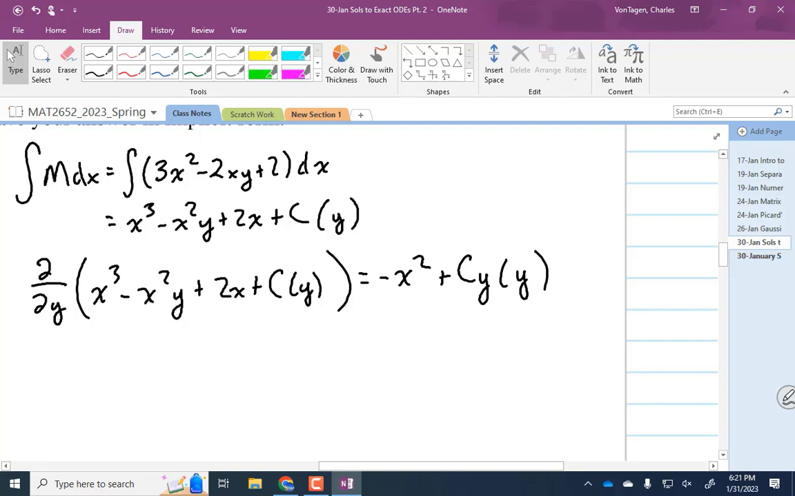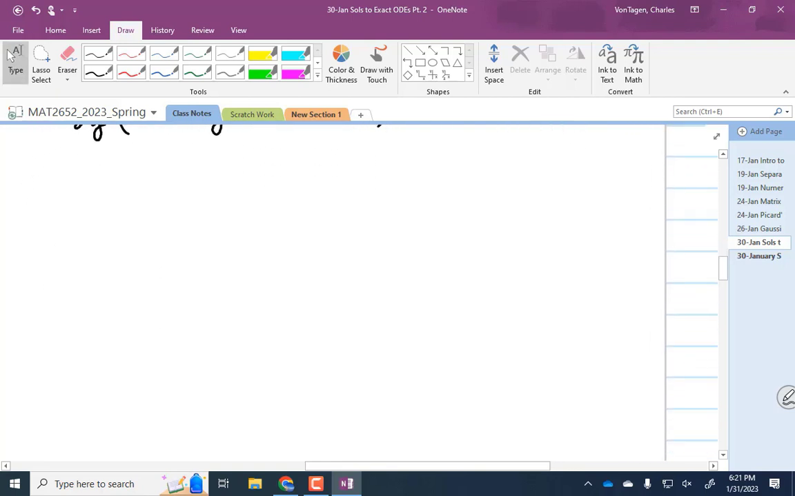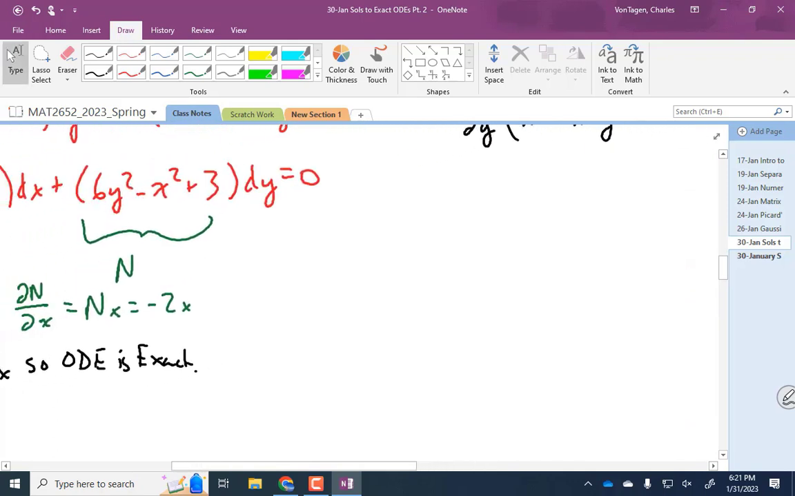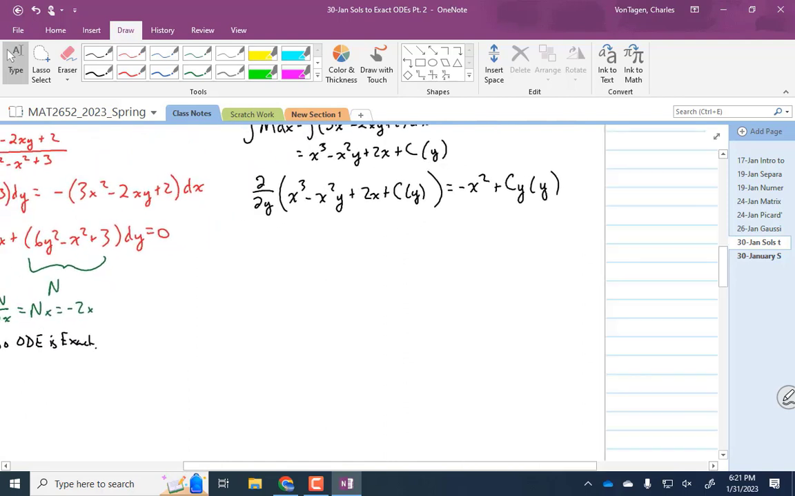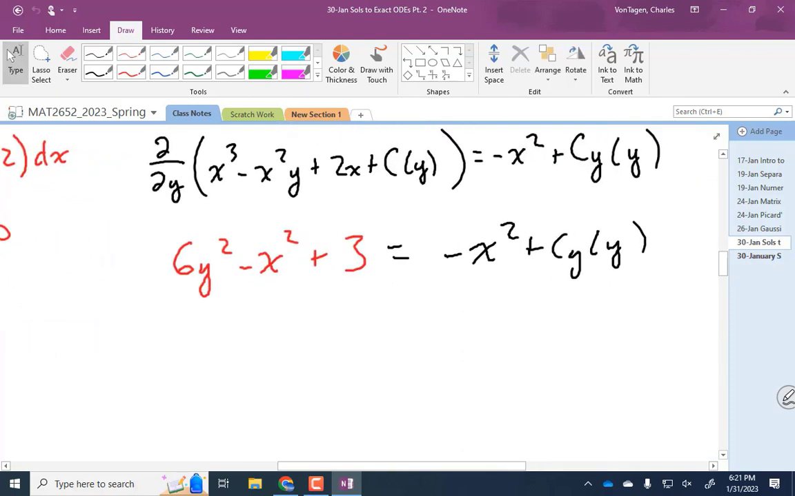So the issue is I just need to figure out what this unknown expression is. I'm taking the partial derivative with respect to y, and now I'm going to compare this to the component function in front of differential y. That is 6y squared minus x squared plus 3. So I'm comparing the 6y squared minus x squared plus 3 to this minus x squared plus c sub y of y. And this is a very classic thing to do in this class, we make a positioning argument.